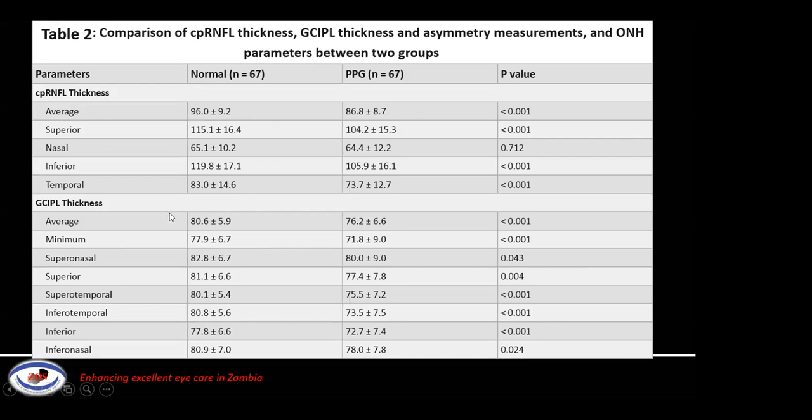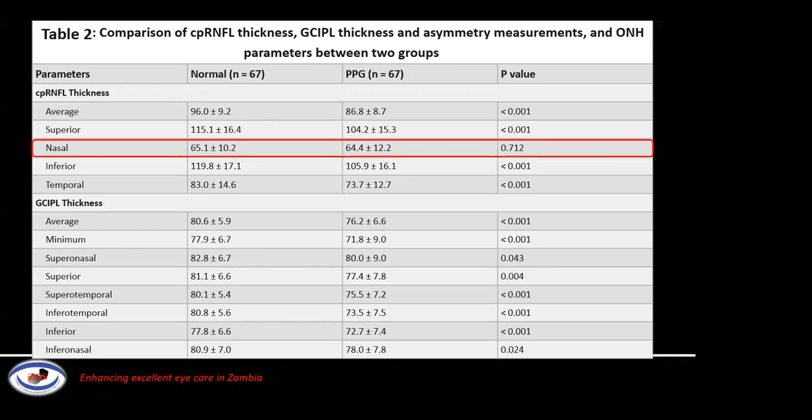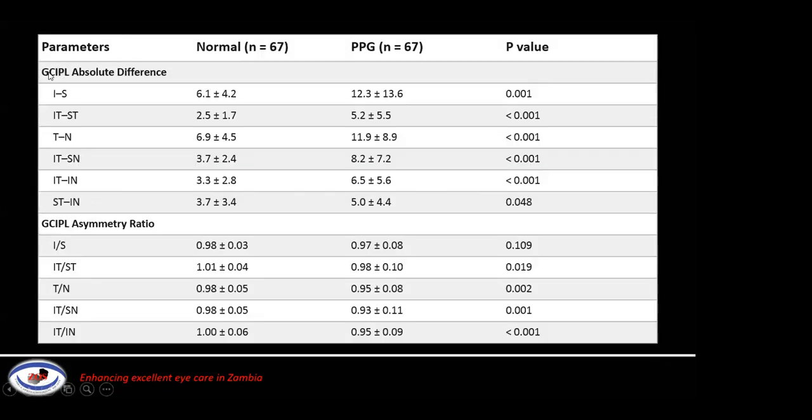Then table 2 is showing us a comparison of the circumpapillary retinal nerve fiber layer thickness, the ganglion cell inner plexiform layer thickness, the asymmetrical measurements, as well as the optic nerve head parameters. We can see that for the circumpapillary retinal nerve fiber layer thickness and the ganglion cell inner plexiform layer thickness, the PPG group had significantly lower values compared to the normal, with an exception of the nasal quadrant. Then for the ganglion cell inner plexiform layer absolute difference, we can see that the PPG group had significantly greater values compared to the normal.